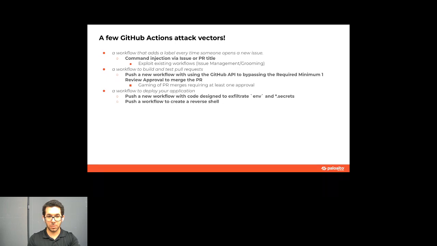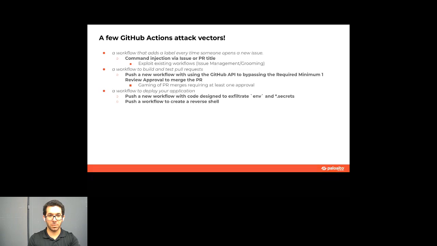The example where we're adding a workflow to build and test pull requests, well, we can potentially push a new workflow that does some of the things that we want to be able to do. An example we've got here is I could push a workflow that actually runs a command to the GitHub API that will auto-approve my own commit, my own PR, which is weird, right?